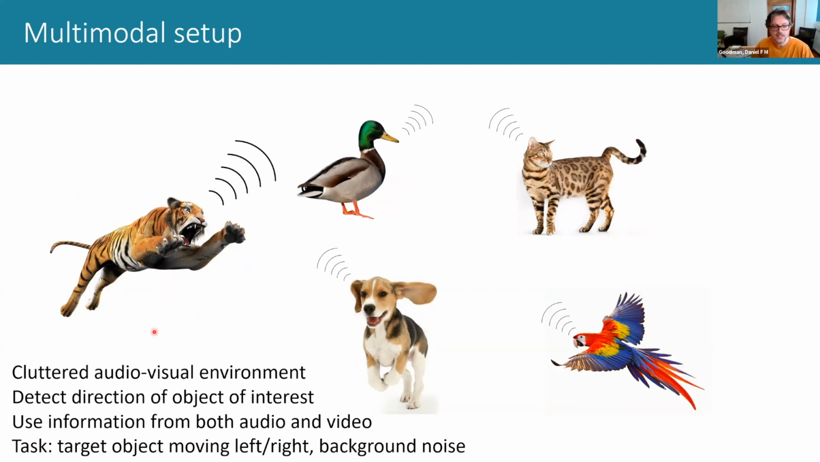And the task is going to be specifically, there's going to be some object that's moving left or right, and there's going to be some amount of background noise. So this is the target object moving left or right, and this is the background noise.